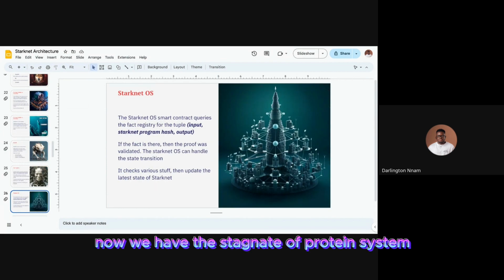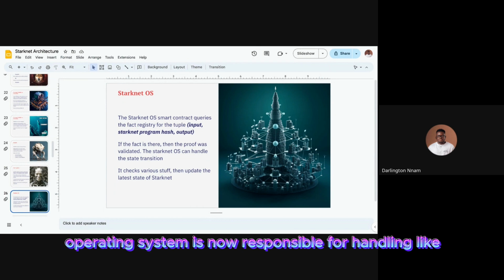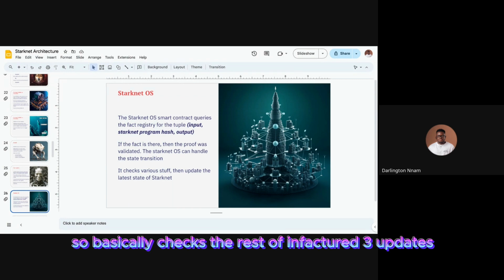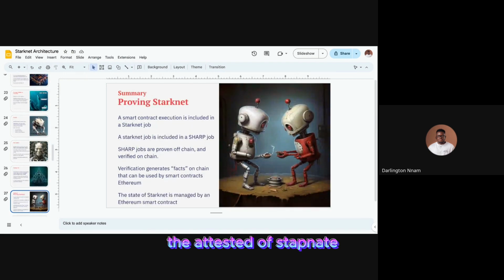Now we have the Starknet operating system, which is basically a set of smart contracts that queries the facts registry for the tuple, and if the fact is there and was generated right, we know that the proof was validated, and thus the Starknet operating system is now responsible for handling the transition of Starknet states. So basically, it checks the facts in the fact registry and updates the latest state of Starknet.